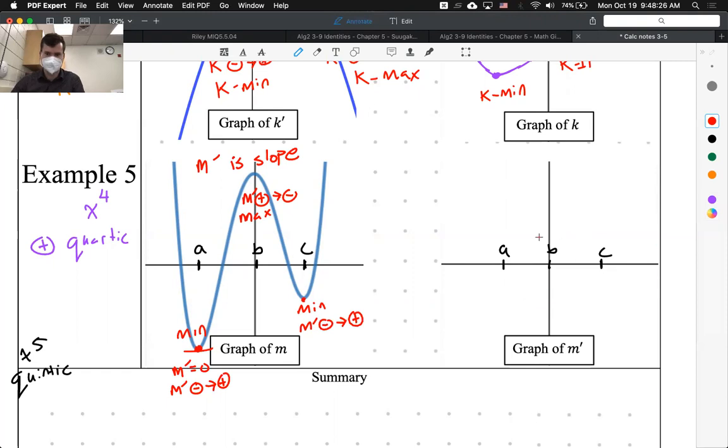So that means on a graph of f prime is now height, which means the height should go from a negative to a positive at A. So the height should go from a negative to a positive. And then it should go from a positive to a negative through B. And then from a negative to a positive at C. And we're done.